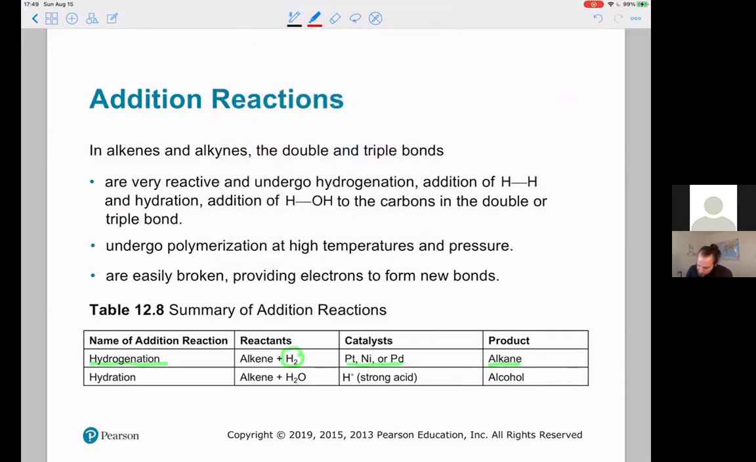The other type of reaction, it's also an addition reaction, but it's called a hydration reaction because water is being added. You need a strong acid catalyst, which we just represent with the H+. And at the end of the day, what you get is an alcohol. So this is a way to convert an alkene to an alcohol.